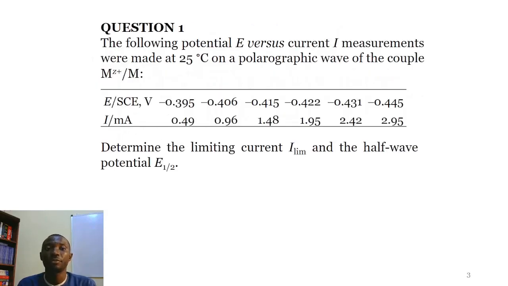There are two questions. The first one says the following potential E versus current measurements were made at 25 degrees C on a polarographic wave of the couple MZ+/M. Here are the potential values measured against saturated calomel electrode. All the values are negative. Here is the current measured in milliamperes. All the values are positive. It says determine the limiting current, ILM, and the half-wave potential.